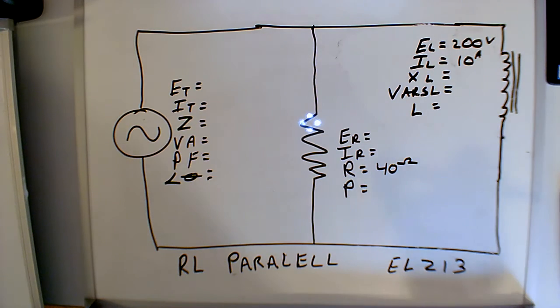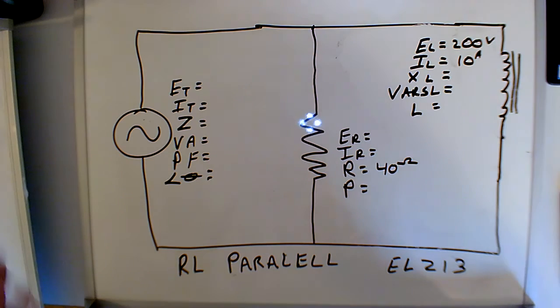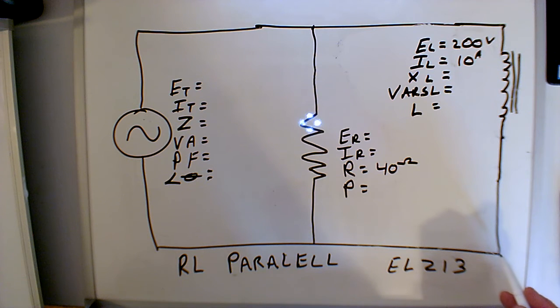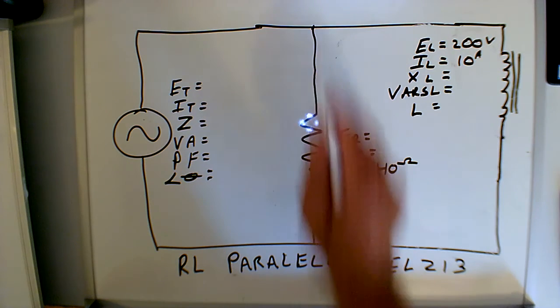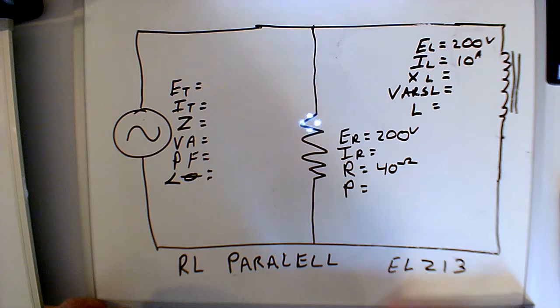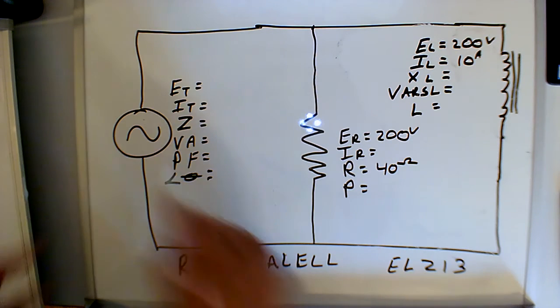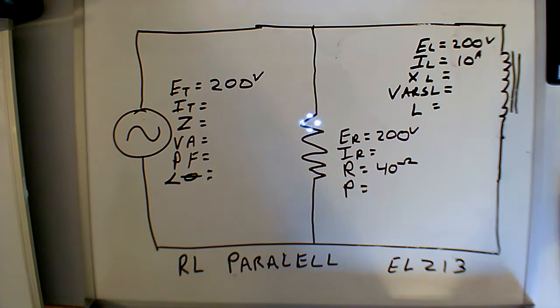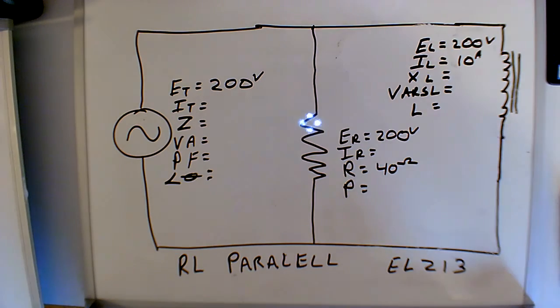We need to start filling in some of the blanks here. This is a parallel circuit. What did we learn about parallel circuits? Is that the voltage is equal across all branches of that circuit. So in this case, if this inductor has 200 volts across it, then so does the resistor have 200 volts. So we can fill in 200 volts. That means we know the power supply itself is a 200 volt power supply. We filled in a few of the blanks and maybe we can get some work done here.